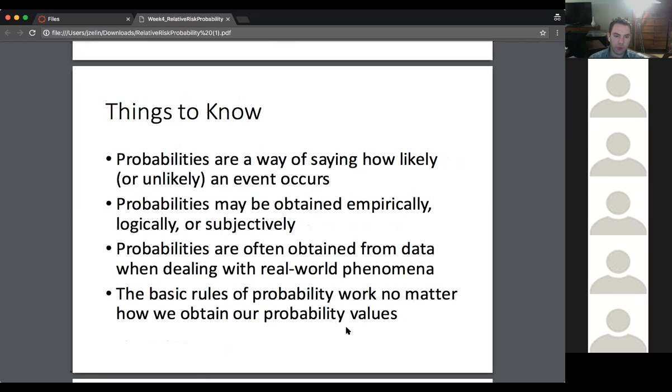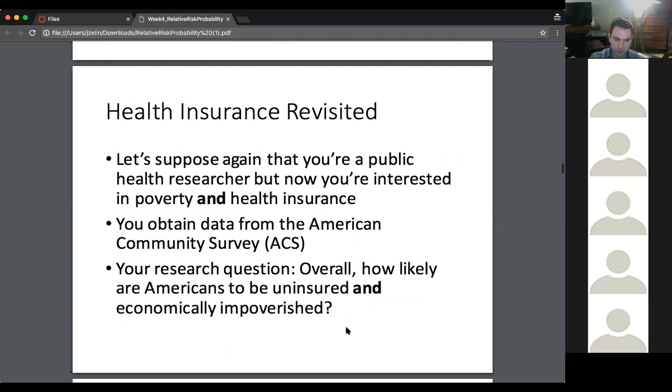So probabilities are the way of saying how likely or unlikely an event is to occur. And they may be obtained in those three methods that we discussed: empirically, logically, or subjectively. And we obtain them from real world data. And the rules of probability are going to work no matter how we obtain our probability values. You're always going to have those basic rules of probability holding, like we discussed earlier.